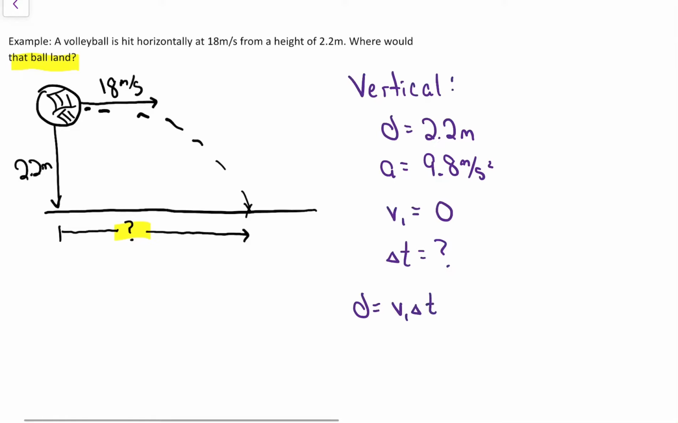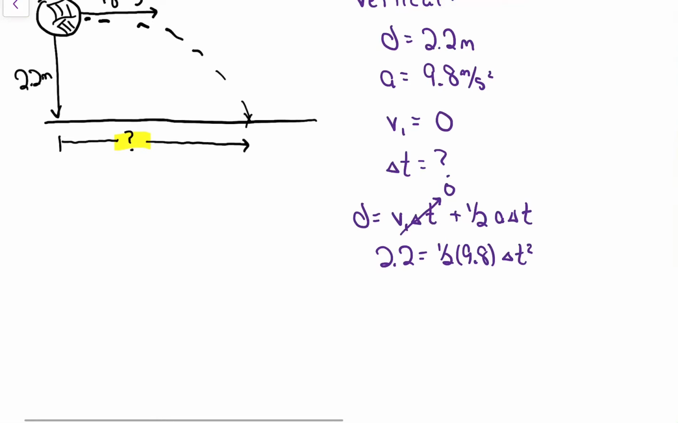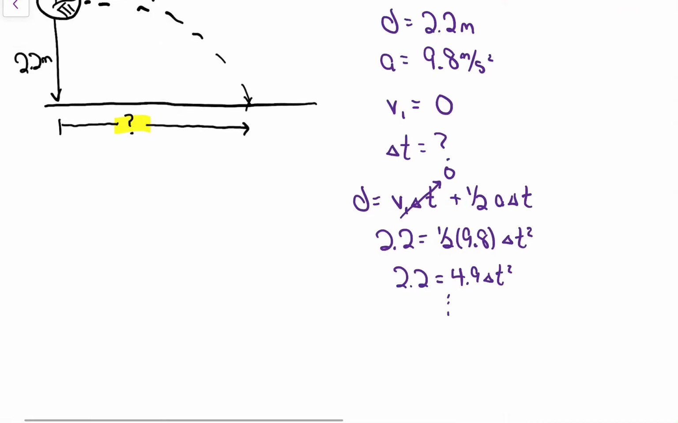Like the last one, like a lot of our projectile problems, I don't care about the V2. So I'm always going to use this equation, the 1/2 at squared equation. Since that V1 was 0, this whole first term disappears. So really what I've got is 2.2 equals 1/2 of 9.8 times t squared. That means 2.2 is 4.9 t squared. I'll let you do the math on that.